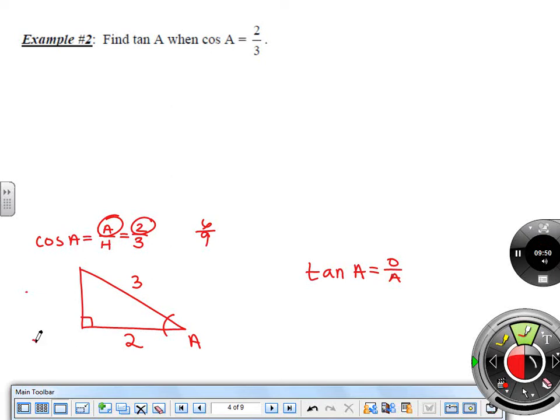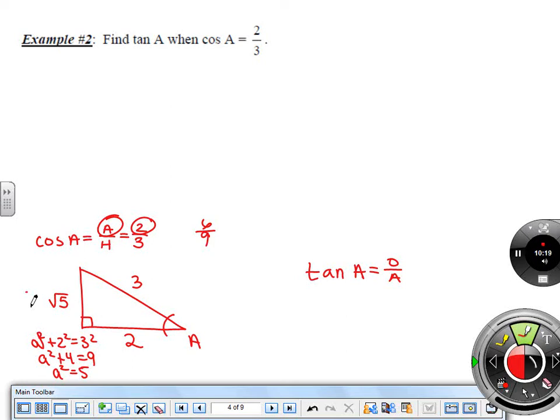So Pythagorean theorem is like a squared plus b squared equals c squared, or in this case, some missing side squared plus 4 equals 9. So a squared is equal to 5, which means this side length would be rad 5. Okay. Is everybody okay with that calculation? I did it quickly because I figure you guys are like masters of the Pythagorean theorem.